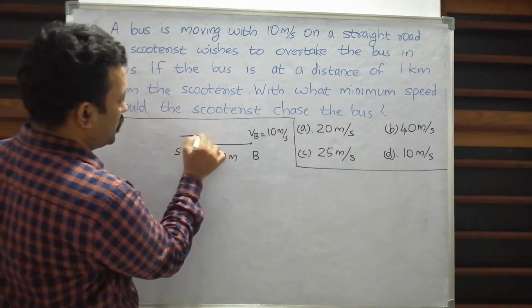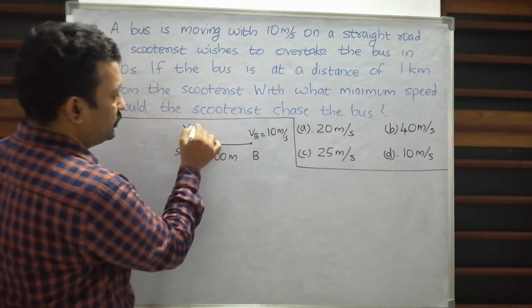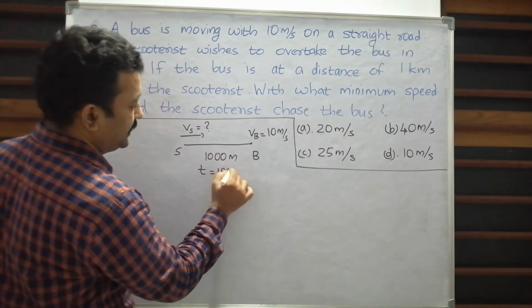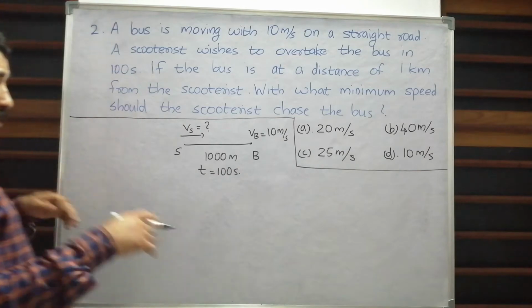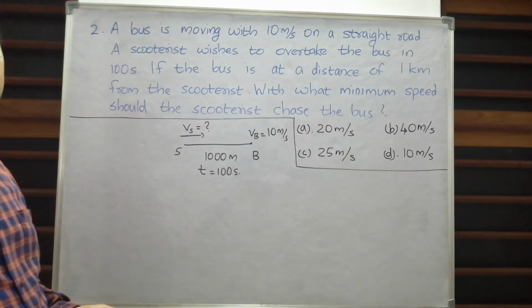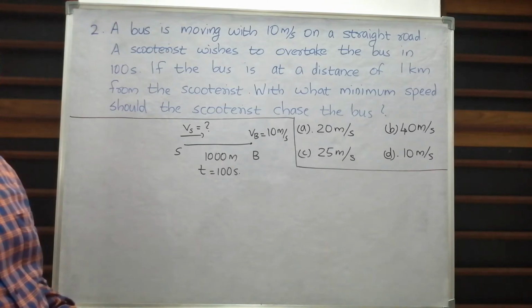He wishes to overtake. We want to find Vs. The time is 100 seconds. So the problem is obviously to find the relative velocity of the scooterist with respect to the bus. That is what we need to find.